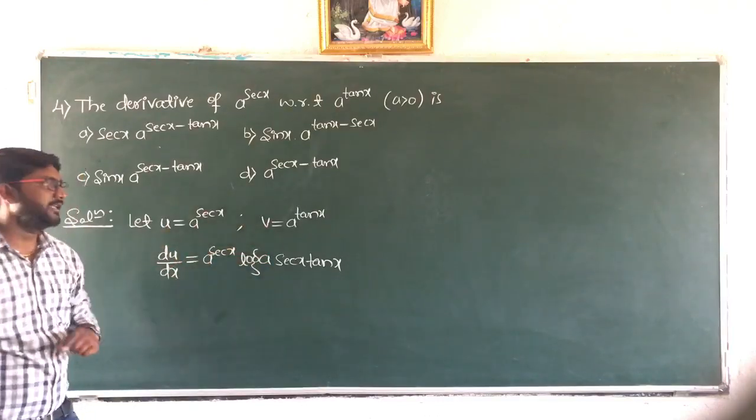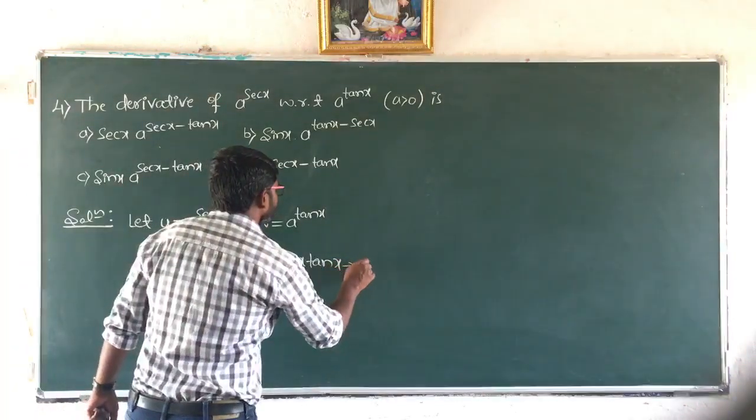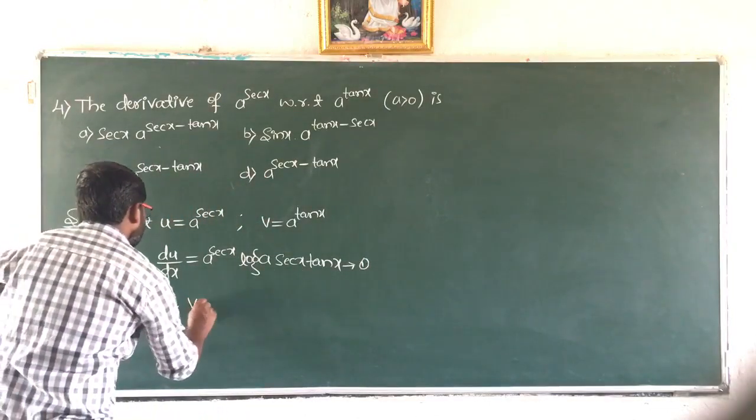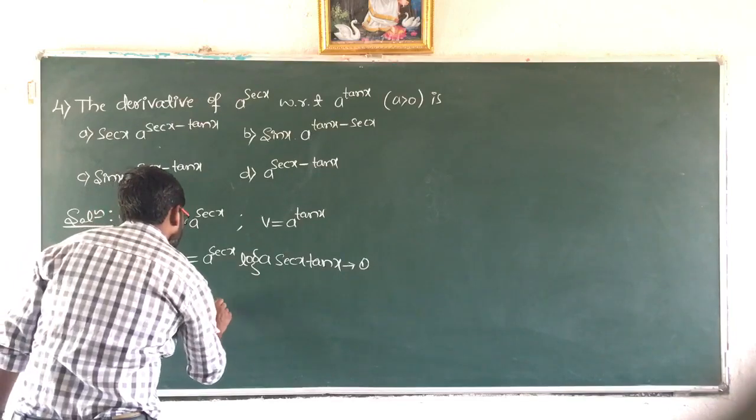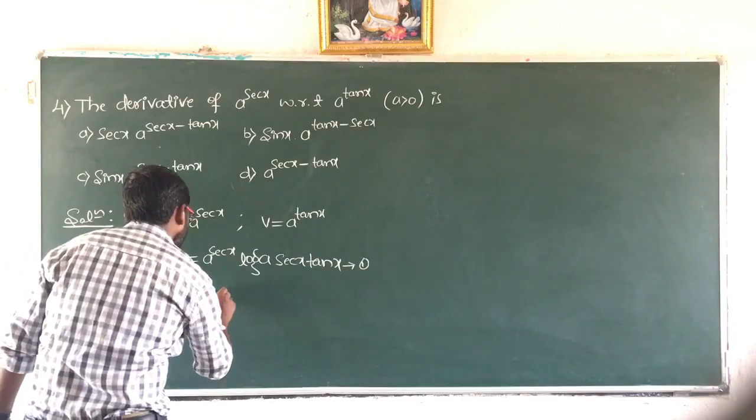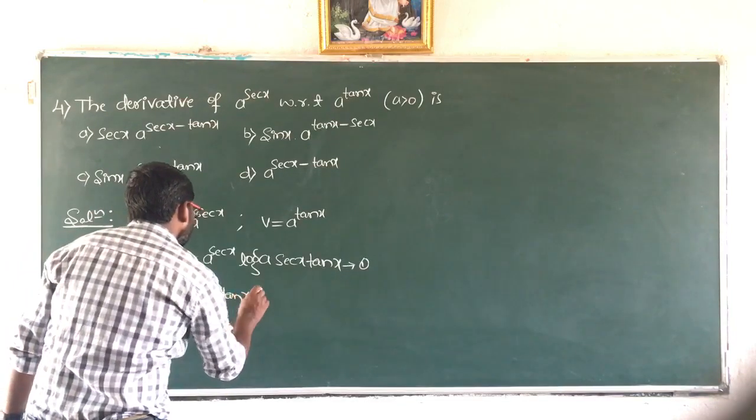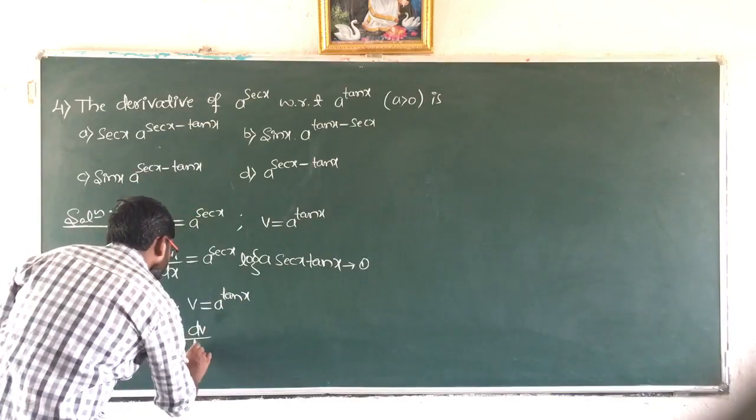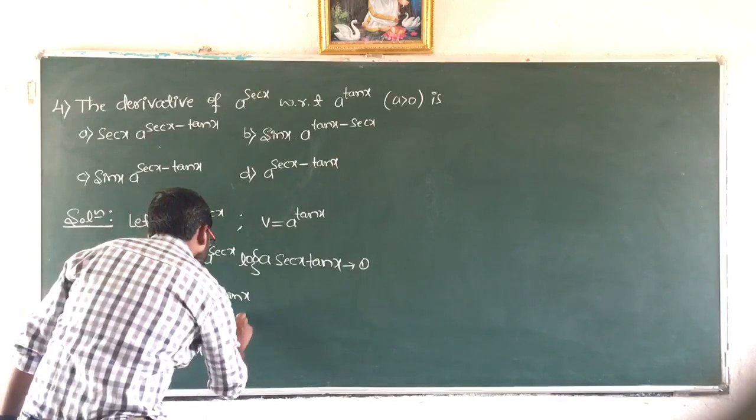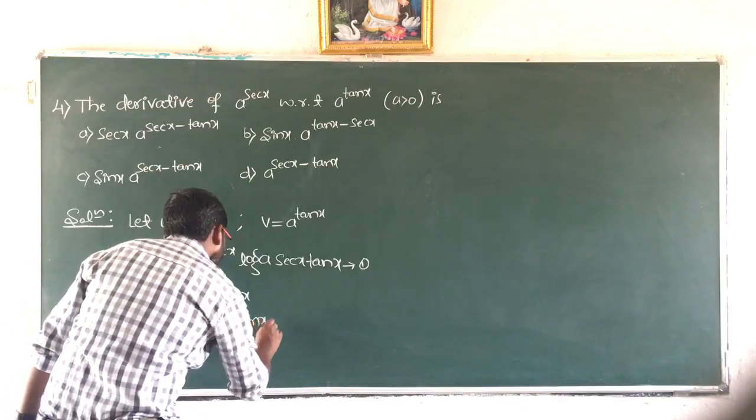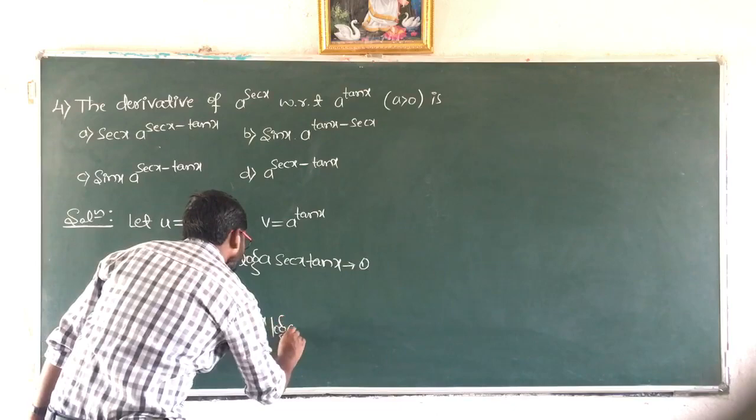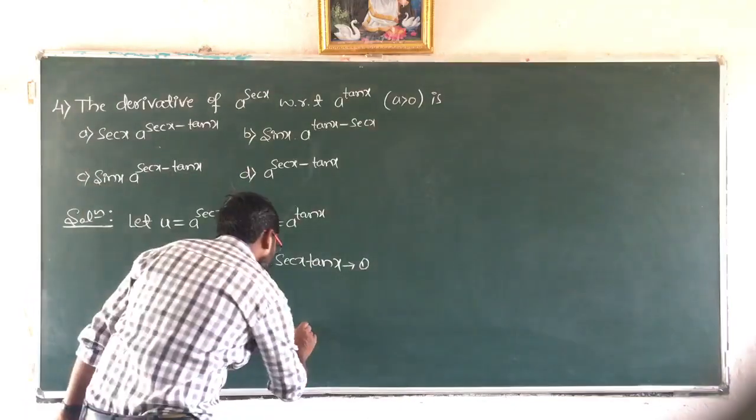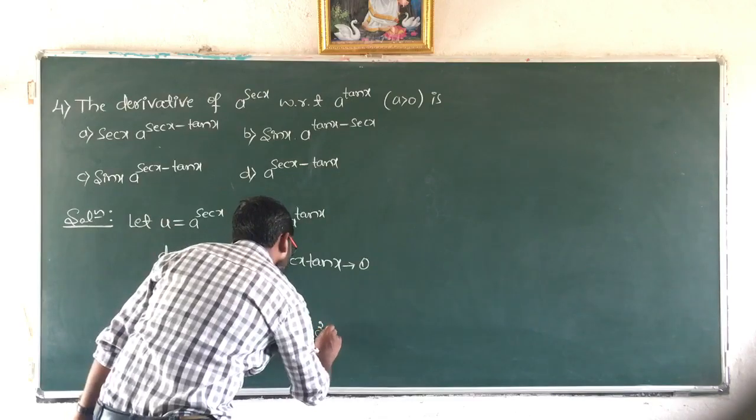Similarly, we have to find dv by dx. So I call this equation number 1. Now v is equal to a raised to tan x. Now dv by dx is equal to a raised to tan x into log a into d by dx of tan x, which will give us secant square x.